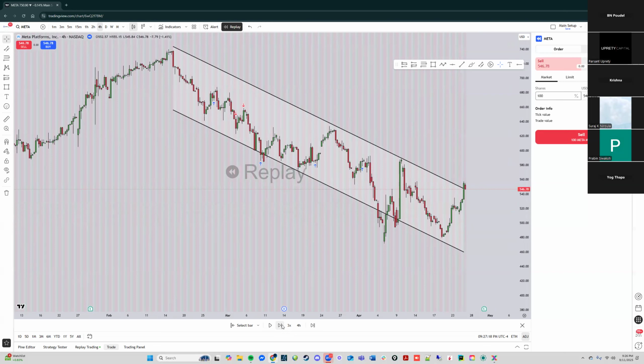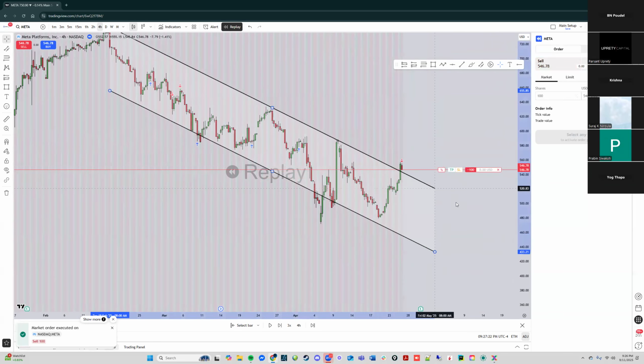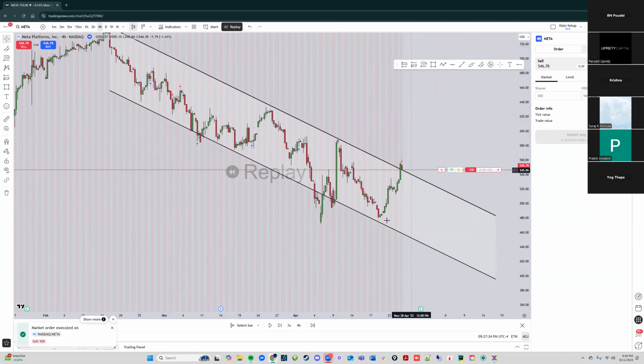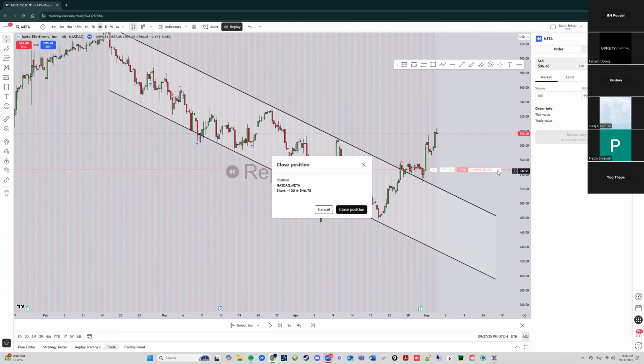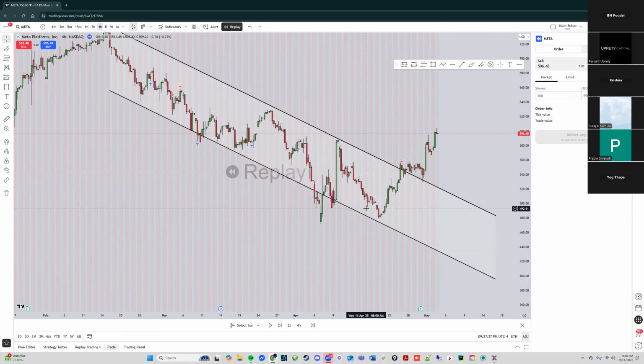Short. Okay. Somebody said short. Let's short. I'm also going to extend this trend line out again. Okay. We ended up losing money. This is okay, because once again, he was playing the trend.